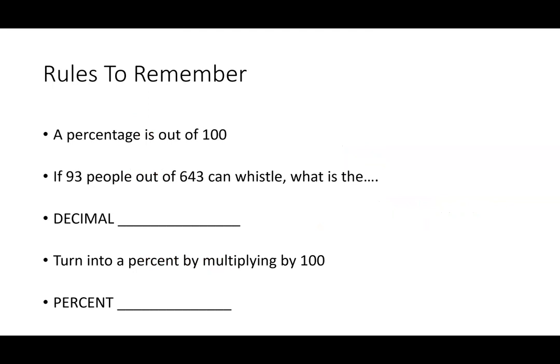Now let's do a little bit of math and let's look at how we can take these numbers, get a decimal point out of them, then turn it into a percentage. So in this case, I have 93 people out of a total of 643 that can whistle. So you're going to take whatever you have over your total people. In this case, it's 93 over 643. And that's going to come out to a decimal value of 0.14463.